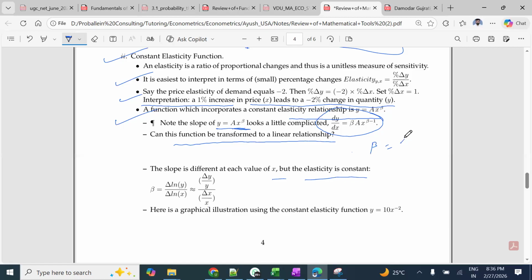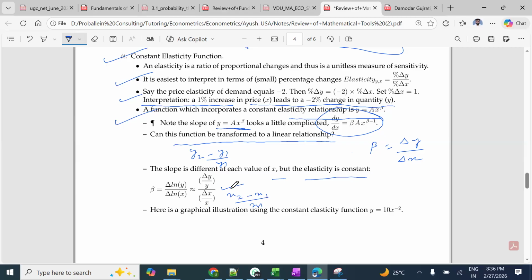Beta, when we write delta y upon delta x, please try to see the difference. This is different from when we are writing ln, because it is proportional change. It means y2 minus y1 upon y1, and this is also x2 minus x1 upon x1.